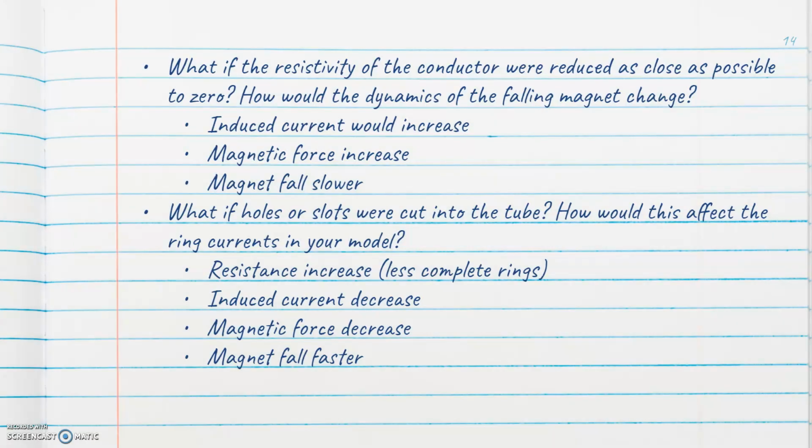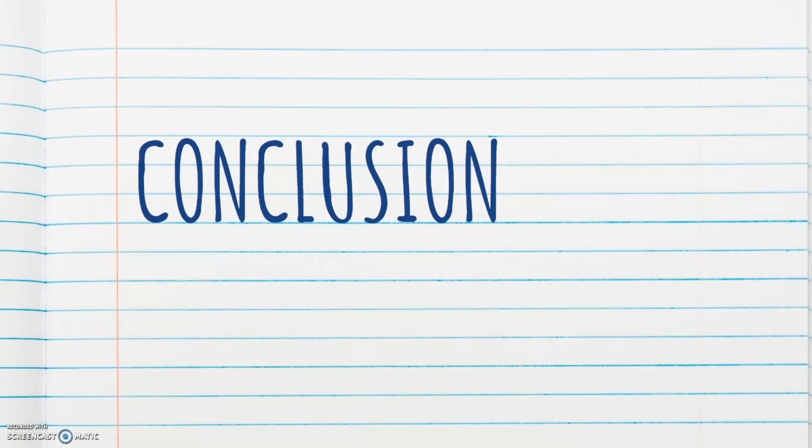For the questions: if the resistivity of the conductor were reduced as close as possible to 0, the induced current would increase. Because of that, the magnetic force would increase and the magnet would fall slower. If the resistance was somehow reduced to exactly 0, the magnet wouldn't fall at all. If holes or slots were cut into the tube, how would it affect the rings? The resistance would increase because there are fewer complete rings, so the induced current would decrease, and then the magnetic force would decrease, and the magnet would fall faster.